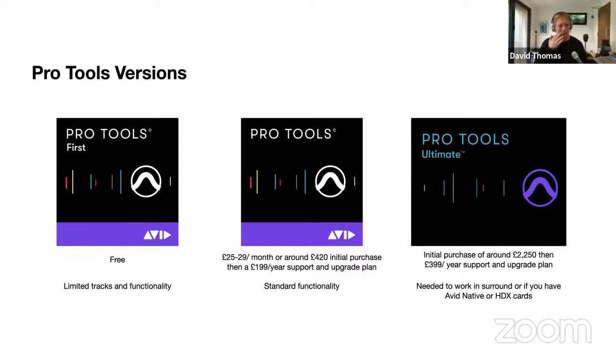So if you've experimented with Pro Tools First for a while, the next obvious upgrade is to go to the Standard Pro Tools. Now, Pro Tools Standard is what most people consider to be Pro Tools. So if you go to almost any radio studio or any producer at home, they will generally have the Standard Pro Tools, the one in the middle here. So I've put it at £25 to £29 a month. So £29 a month if you buy it on a month-to-month basis, but it's £25 a month if you buy a year up front.